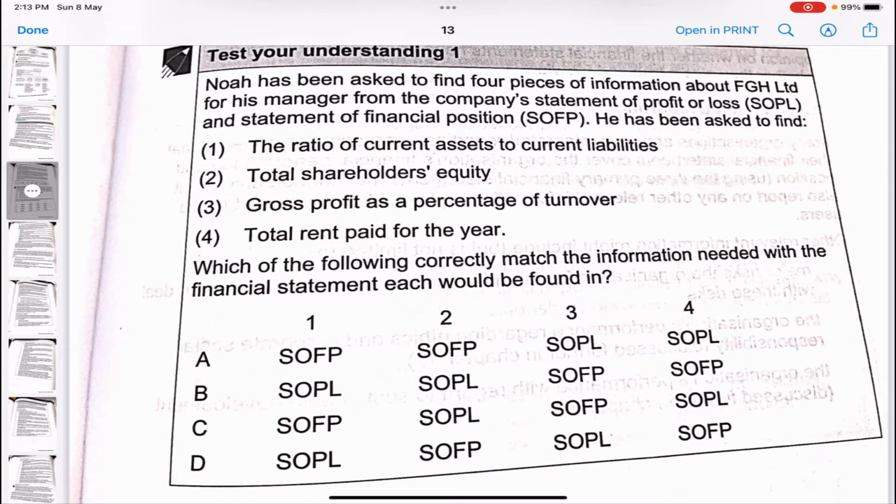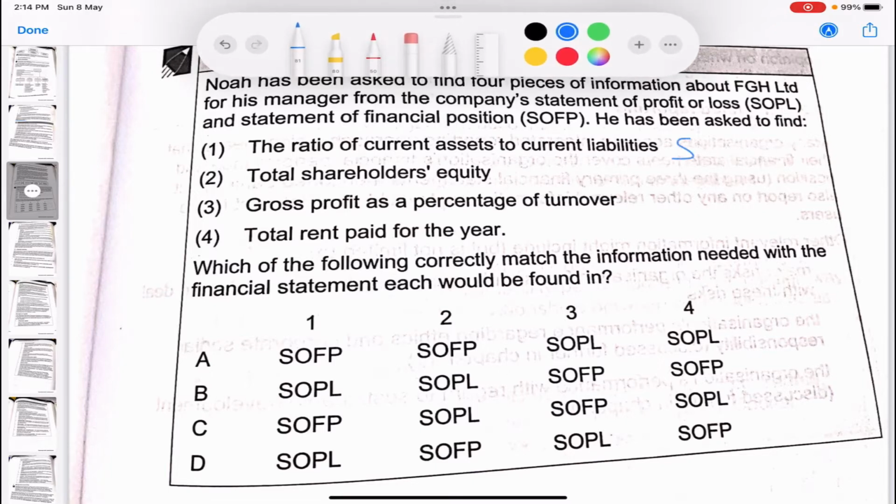Noah has been asked to find 4 pieces of information about FGH Limited for his manager from the company's statement of P&L and the statement of financial position. He is asked to find these. Which of the following correctly match the information with the financial statement each would be found in? So we need the ratio of the current assets to current liabilities. So where are the current assets and current liabilities found? They are found in the balance sheet. So what is a balance sheet? The statement of financial position. Okay.